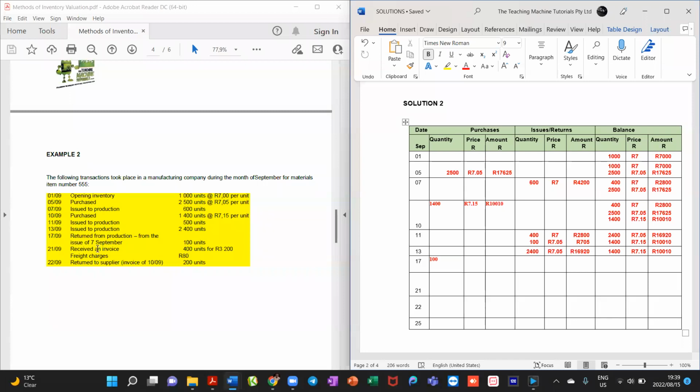Now, where will we find the price? Information says that from the issue of 7 September. Where is 7 September? Okay, 7 September, it's 600 units, and these units were valued at 7.5. So this is the very same price, 7.5. And then if you say 100 times 7.05, it should be 750.